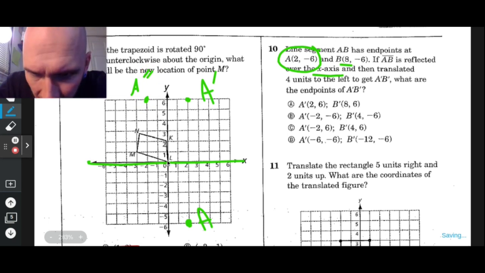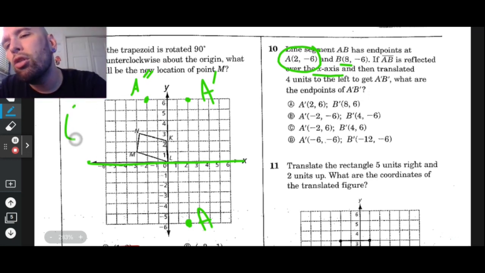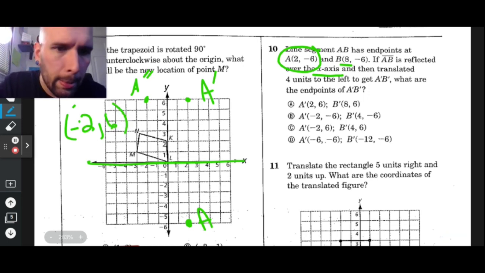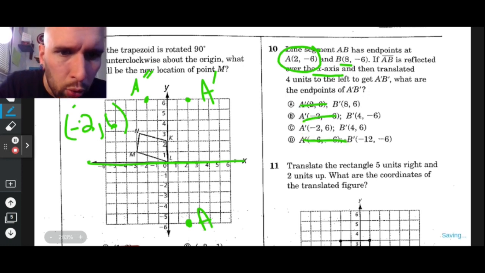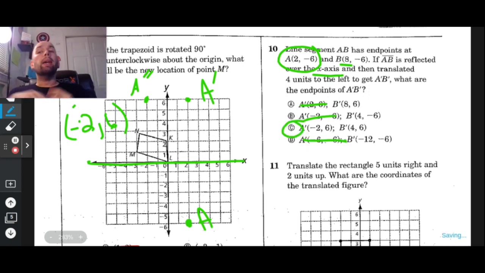What point is that now? Left 2, up 1, 2, 3, 4, 5, 6. Left 2 is -2, up 6 is +6. So (-2, 6) is my A. Not you, not you, yes you, not you. If I had to do B, then I would do a similar thing.